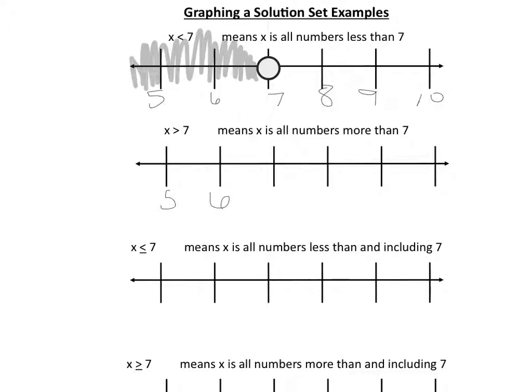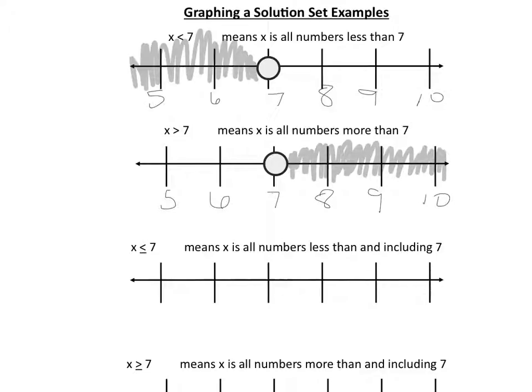So create your number line again. Doesn't matter where 7 is. And it says that x is greater than 7. This means we want all numbers more than 7. So first, we need an open circle at 7. We know we want it to be an open circle because we are not including 7. We're doing everything more than 7. So we're going to shade everything to the right that is more than 7.